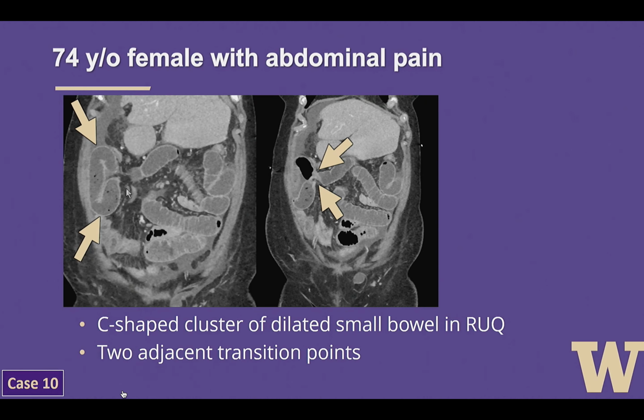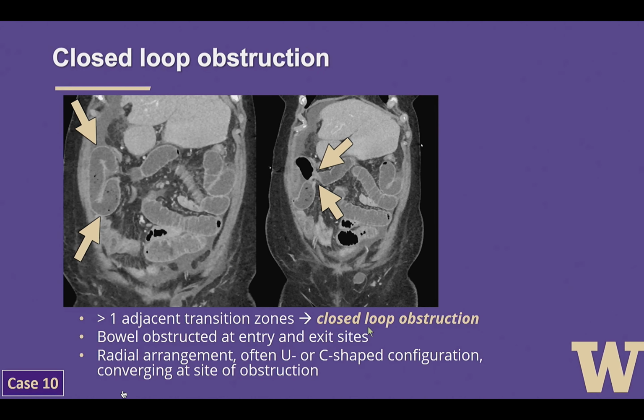So in this patient, we have a C-shaped cluster of dilated small bowel in the right upper quadrant, and you'll notice on the right-hand image that there are overlapping or adjacent transition points at the entry and exit site for the affected loop. So this was an example of a closed loop obstruction. Anytime you have more than one adjacent transition point, you should think about a closed loop obstruction. The bowel essentially is obstructed at both the entry and the exit point where it's affected. And this typically has a radial configuration with either a C or a U-shaped appearance of the loop that's obstructed.